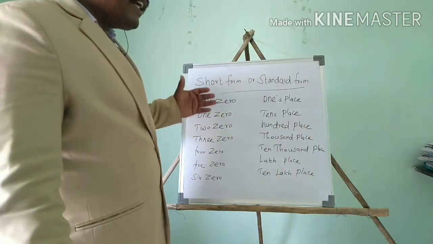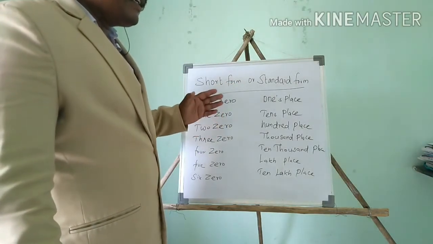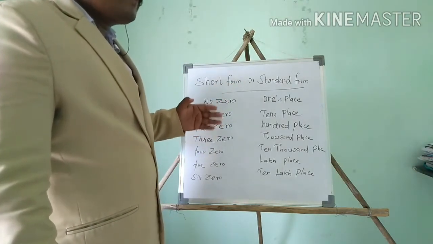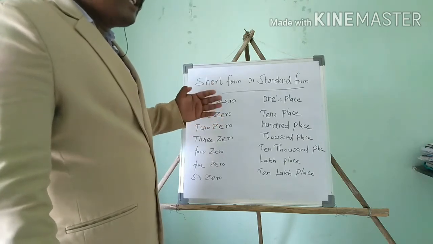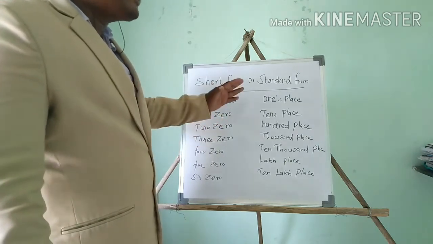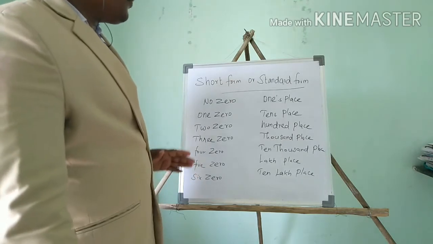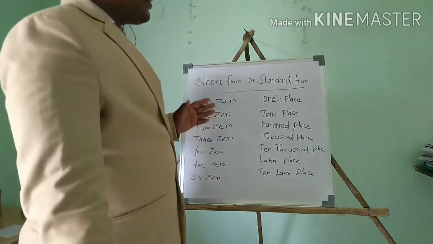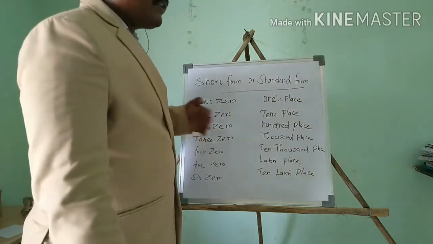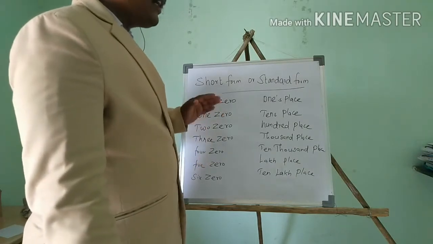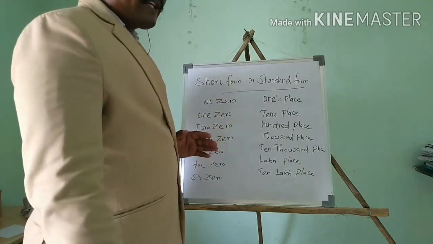So you can take each place value of that given digit and write the standard form easily. Okay. So now let me show how to check these rules and how to write a standard form.